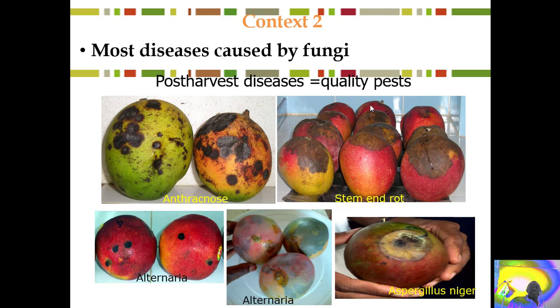due to fungi. Here, we can see that some mangoes are showing symptoms of anthracnose. Anthracnose is very frequent when it is moist, and in the dry season, what we see is stem end rot. But we also have alternaria, which makes some spots. We also have, during the dry season, some Aspergillus, like here Aspergillus niger, spoiling some mangoes.